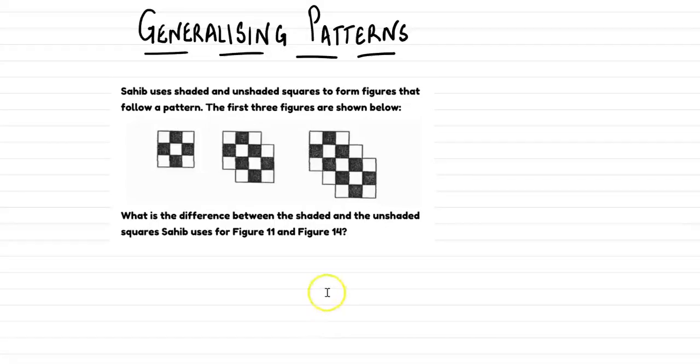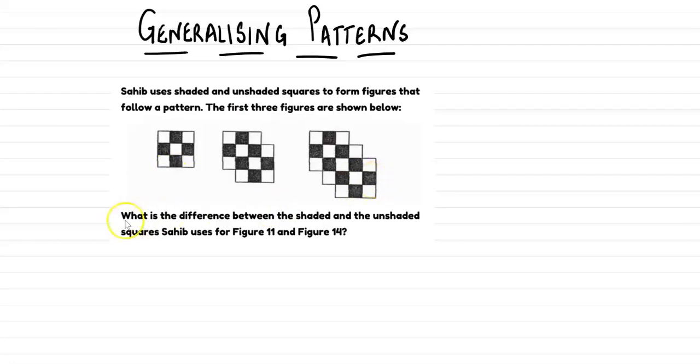Hello everyone, we will be solving this problem in this video. This problem deals with generalization of patterns. So let's see what the problem says. It says Sahib uses shaded and unshaded squares to form figures that follow a pattern. The first three figures are shown below.